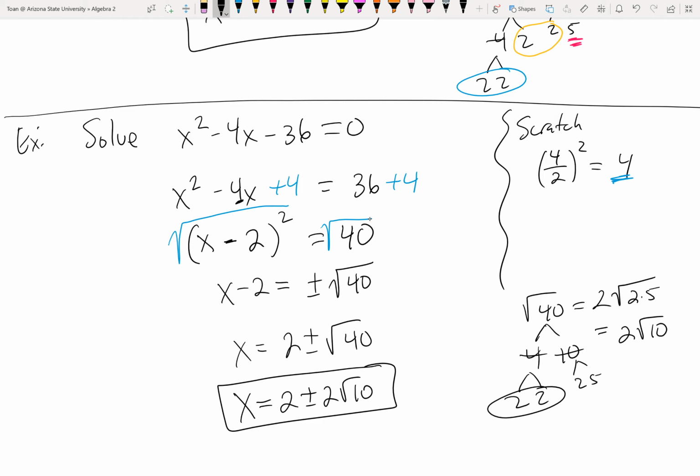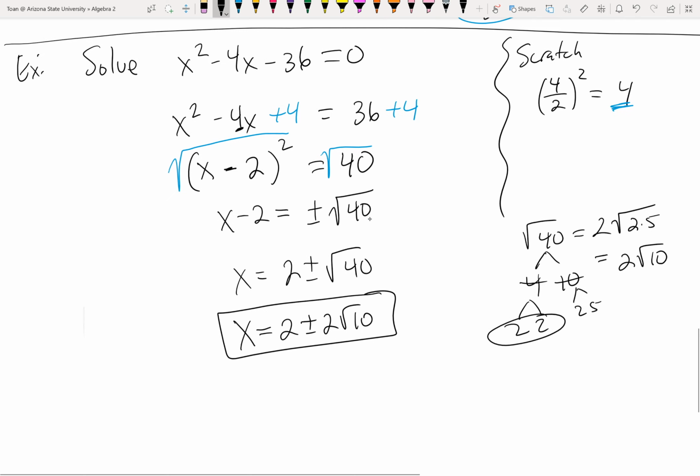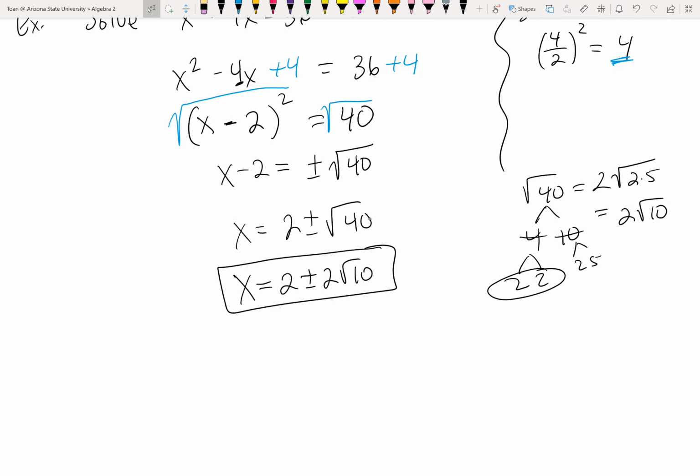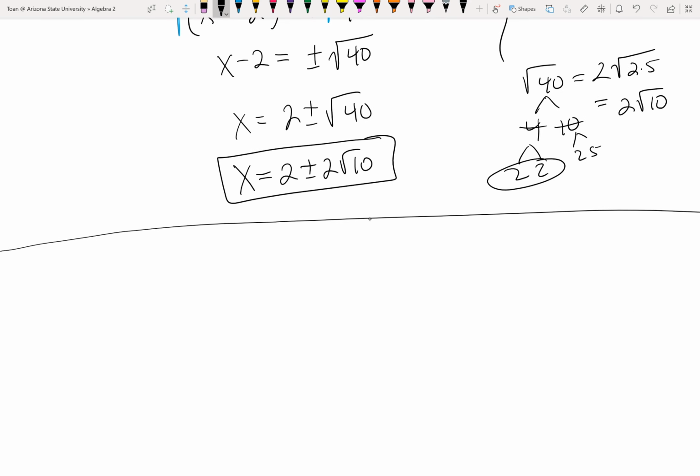So that's completing the square. Completing the square is just solving a puzzle, figuring out what special number I would have to add to unlock the problem. Again, I would only complete the square if it's not factorable, the leading coefficient is 1, and the middle term is even. If any of those cases were not true, right? For example, x squared plus 5x minus 3 equals 0.